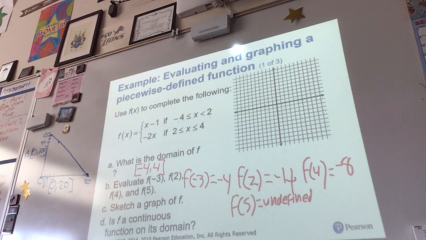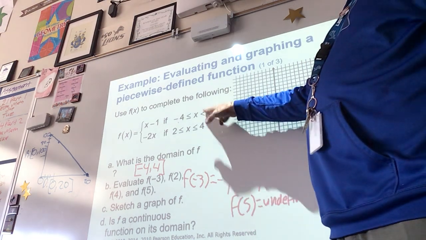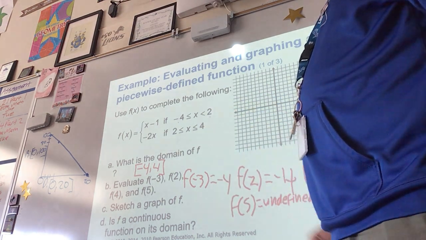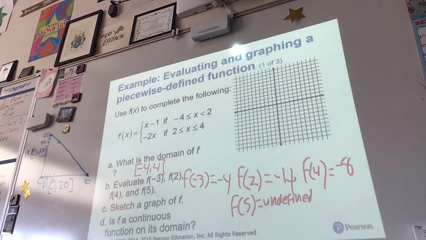So only certain numbers make sense in tornadoes, only certain numbers make sense on this. Okay? So we have 4 answers. F of 5, we have no answer because 5 doesn't fit here and 5 doesn't fit here. Okay, now we're going to graph.